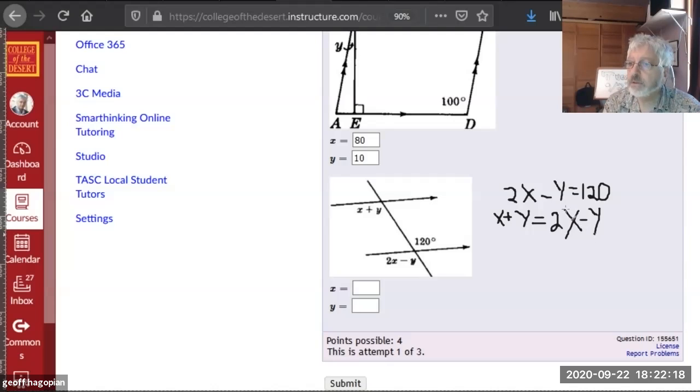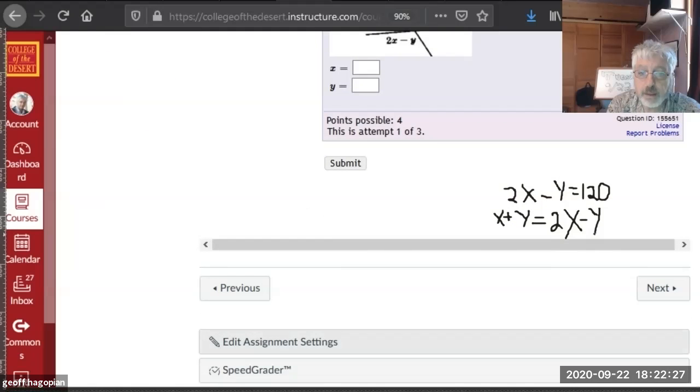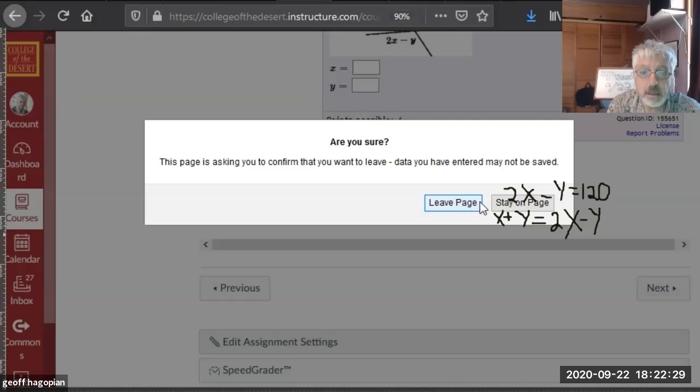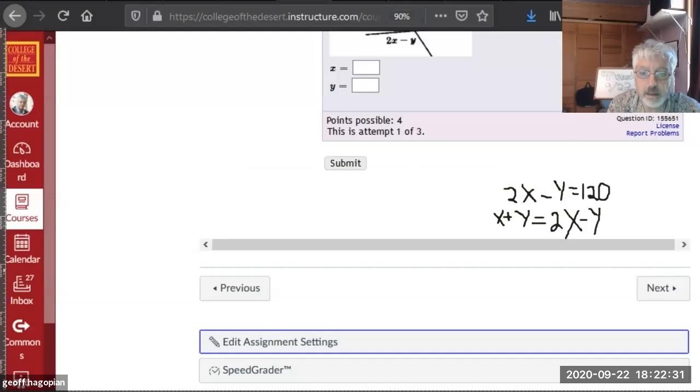I don't have access to the assignment anymore. Yeah, I can fix that. I think edit assignment settings. Oh, well, I don't want to. I'm going to stay. Okay, I'll make that available as soon as I'm done with this one.